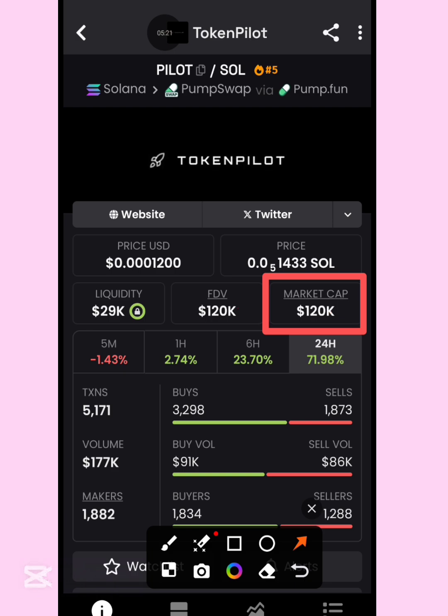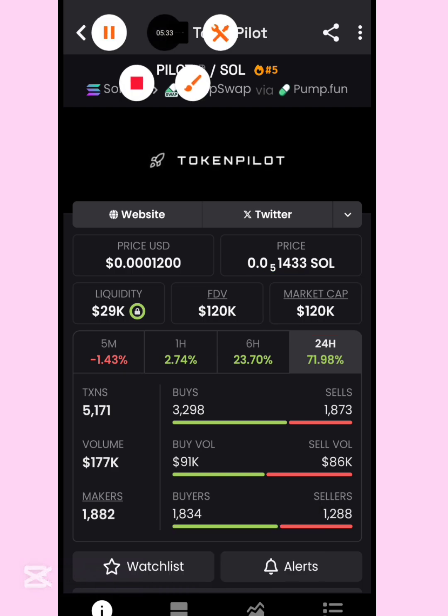Now let's continue. Now you are going to see the percentage price reaction in the last 5 minutes. Look at it.